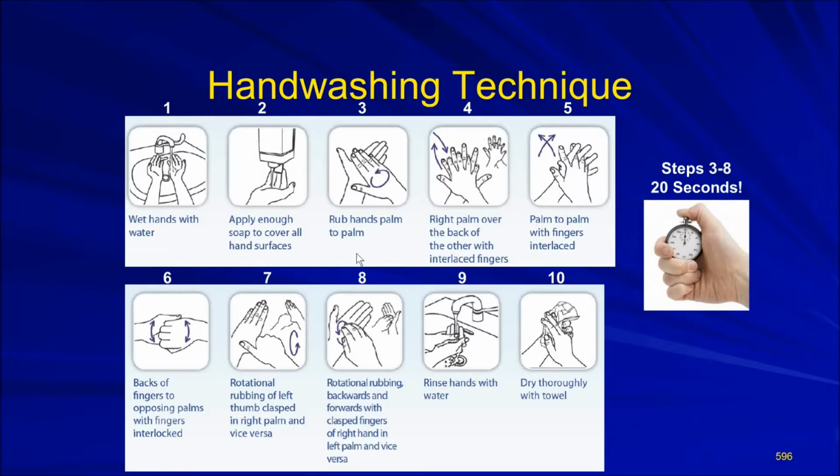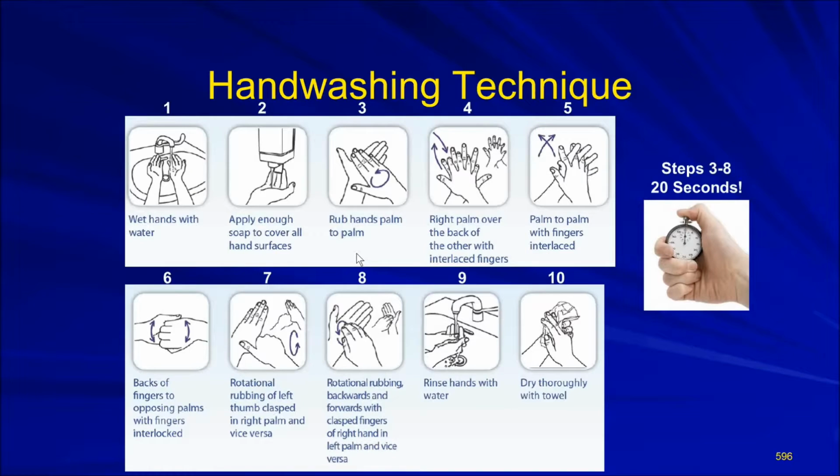Next, what you want to do is lace your fingers together with palms facing each other and rub back and forth. Next, you want to place the palm, say for instance, of your right hand over the back of your left hand, with your fingers laced, and similarly move it backwards and forwards in such a manner as indicated in the picture. Make sure to do this with both hands, with your right over left and left over right.